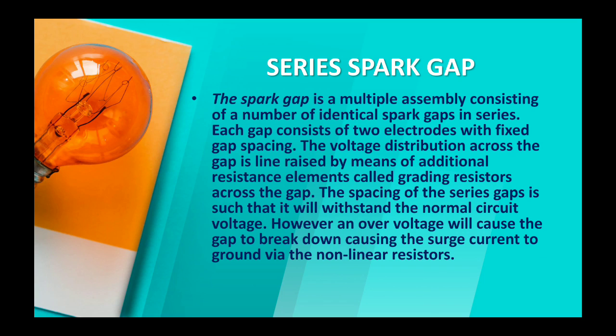The voltage distribution across the gap is linearized by means of additional resistance elements called grading resistors across the gap. The spacing of the series gaps is such that it will withstand the normal circuit voltage. However, an over voltage will cause the gap to break down, causing the surge current to flow to ground via the non-linear resistance.